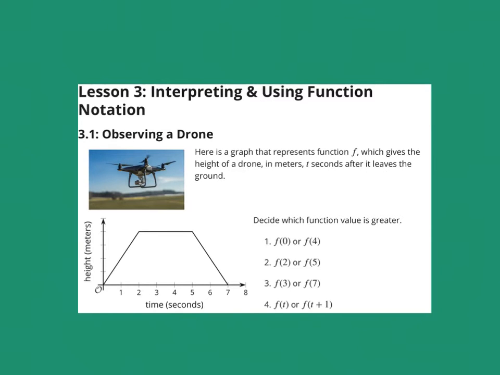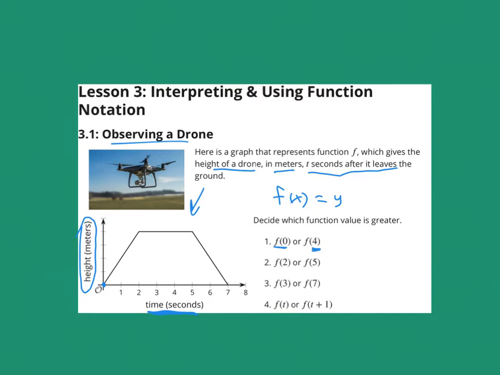So we're talking about observing a drone. So here's a graph, right? Right here is the graph that represents the function f, which gives the height of the drone in meters, right? So height is in meters, t seconds after it leaves the ground. So here's our time in seconds. So f of 0, right? Remember, we have this idea of f of x, right? Equals some y value. So f of 0, the height is 0.